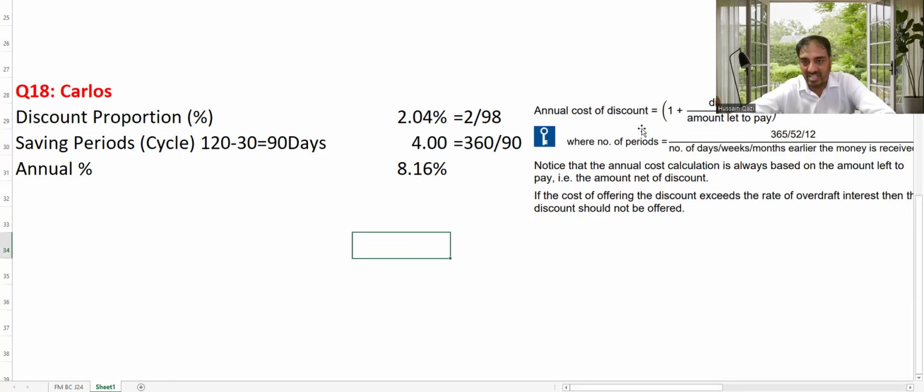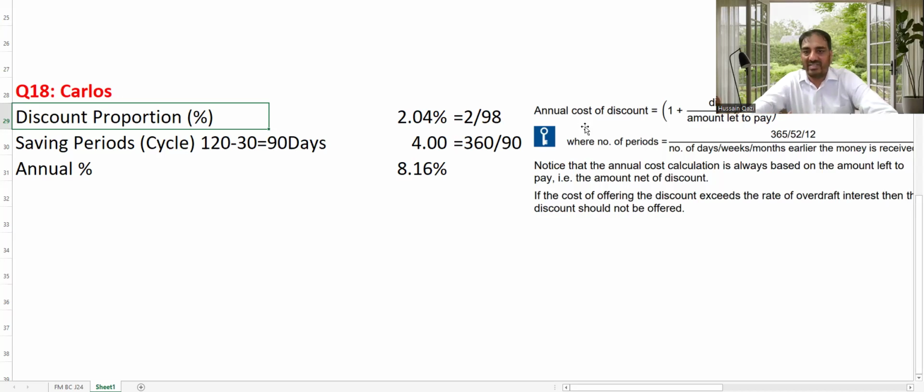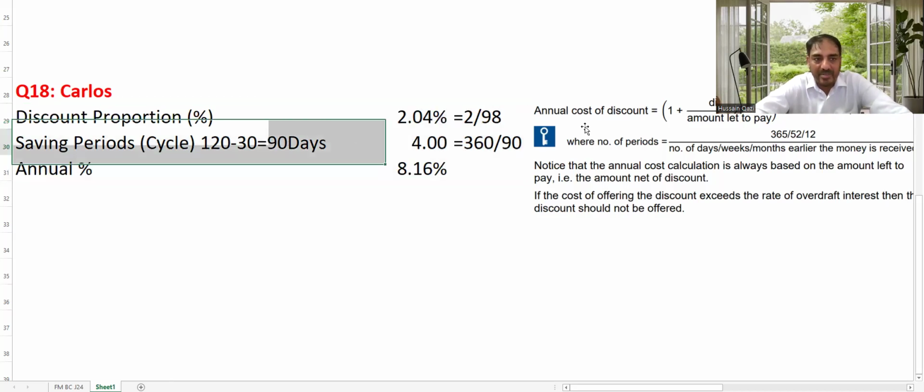The annual cost of discount is 1 plus discount divided by amount due to pay, power number of periods. And number of periods is equal to 365, 52 or 12. That depends on the data available here, for example, the number of days, weeks or months earlier the money is receivable. Either you apply this formula, or if not, go for this. I must say, you don't need to learn this formula, because this formula is not available in the examination. So why are you learning something and making a burden in your mind? But it's your wish, either to learn this formula and apply it, or use these steps.